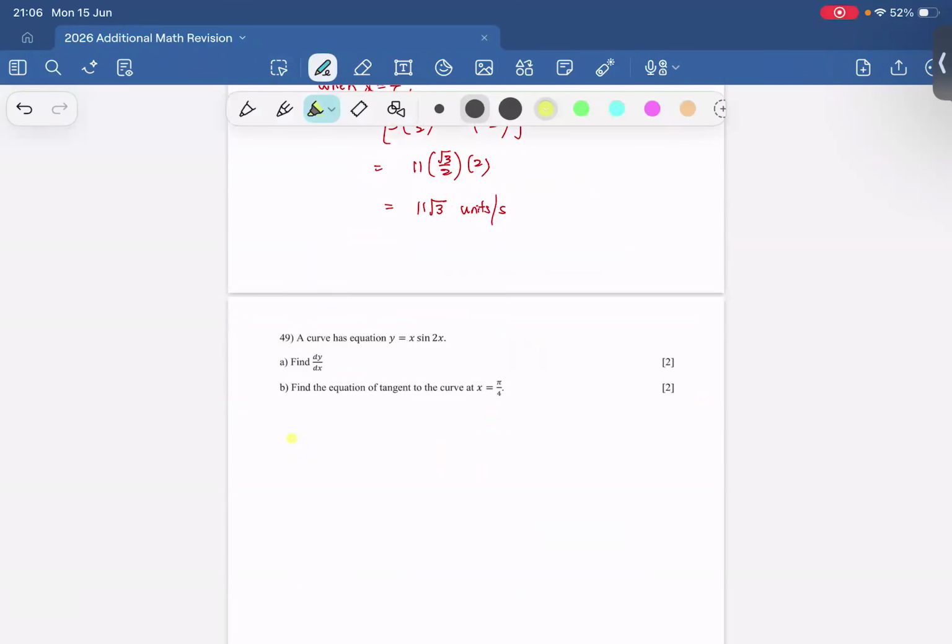Okay, so this one is your first application. That means using your differentiation, find the equation of tangent. So anyway, we find our dy dx first. When we differentiate this, we need to apply our product rule. Differentiate x is 1, so we don't need to write it. Copy down the x. Now differentiate sine 2x is cosine 2x. Then we differentiate the 2x, and a 2 will appear. So this is your dy dx.